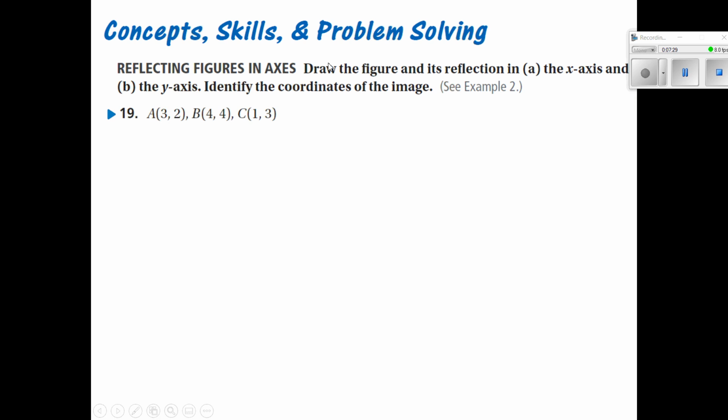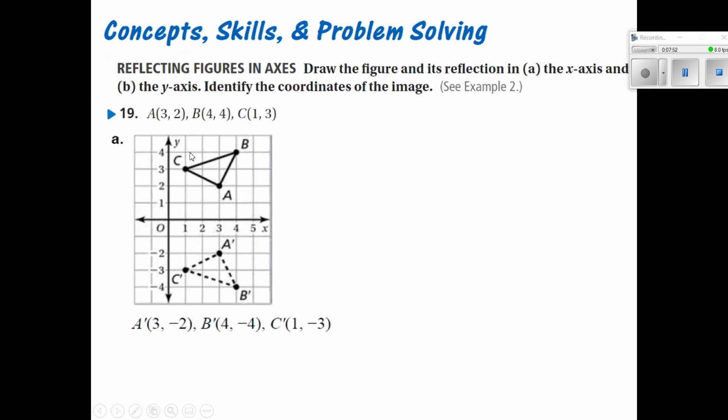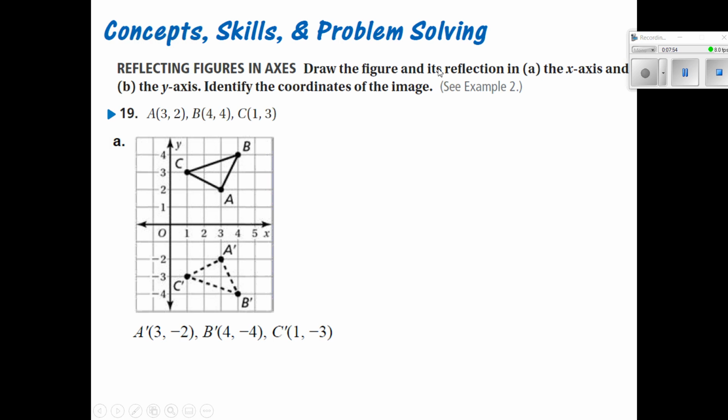Number 19, draw the figure and its reflection, A, in the x-axis and the y-axis. Identify the coordinates of the image. Okay, so I'm going to draw a figure and its reflection. The figure is A, which is 3, 2, B, 4, 4, and C, 1, 3. So this should be the figure here that I made. Now it says to draw its reflection in the x-axis, okay? Which means I'm flipping across the x-axis here.